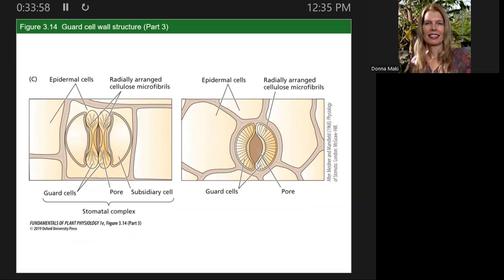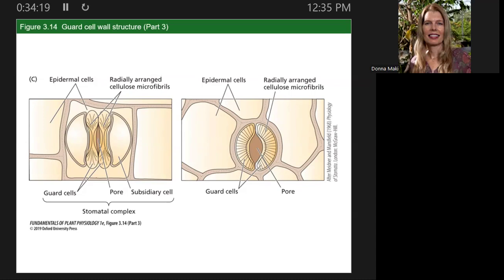So if my hands are the two guard cells and the pore is closed right now, water rushes in and it causes this bending force away from each other, and that reveals the pore. And so it's just the radial alignment of those microfibrils that's causing that. So they figured that out pretty quick through microscopy work.